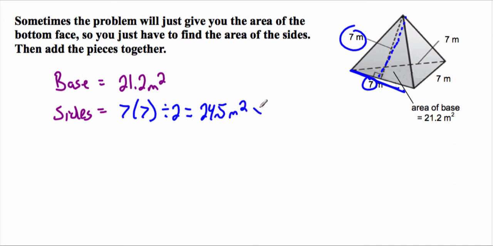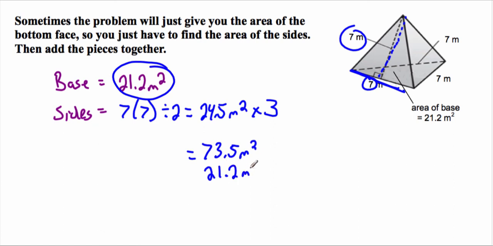But again, multiply times the number of sides. There's 1, 2, 3 triangular sides. So I'm going to multiply times 3 and get, oh, forgot that part. 24.5 times 3 is 73.5 meters squared. That's for the 3 sides, plus my base. Gives me a total surface area of 94.7 meters squared. So again, sometimes they'll just go ahead and give you the area of the base. You find the area of your sides times the number of sides, and then add all the pieces together.